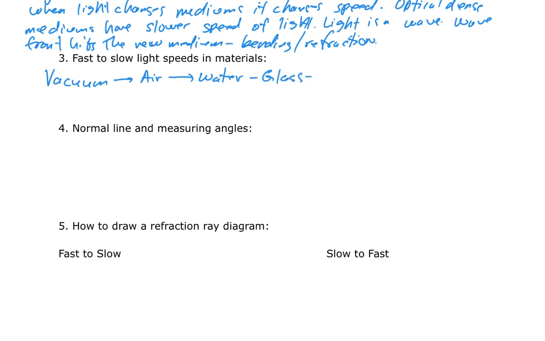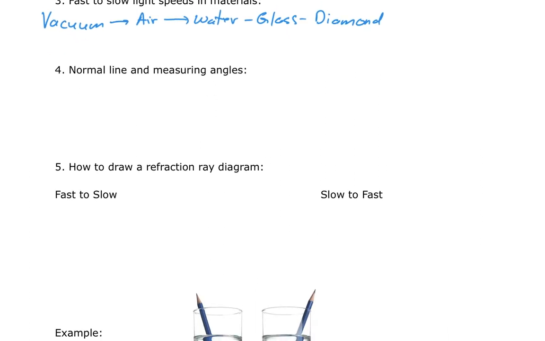And when we're looking at something really slow, we're going to get diamond. And we're going to see that that's why diamond sparkles. We're going to talk about that when we get a little further down on our notes, okay? So we're going to have to measure some angles, and we're going to get some ideas of how light bends.